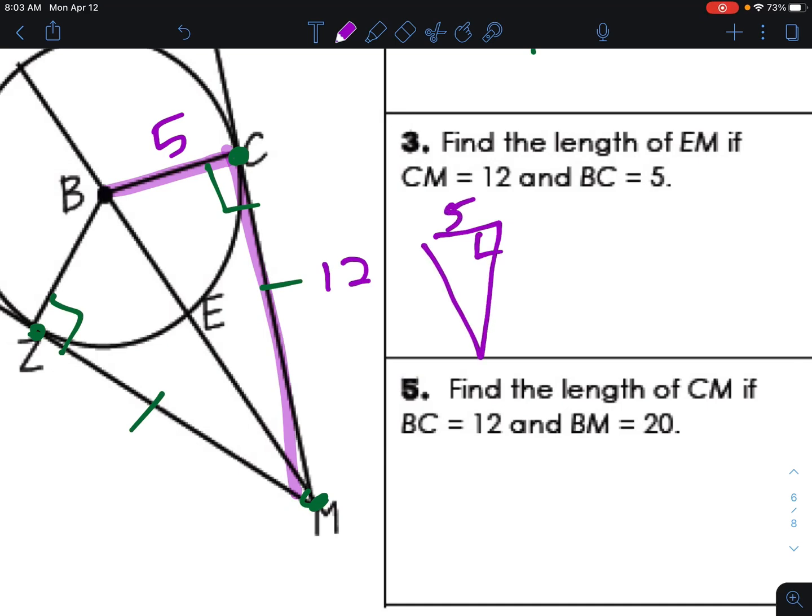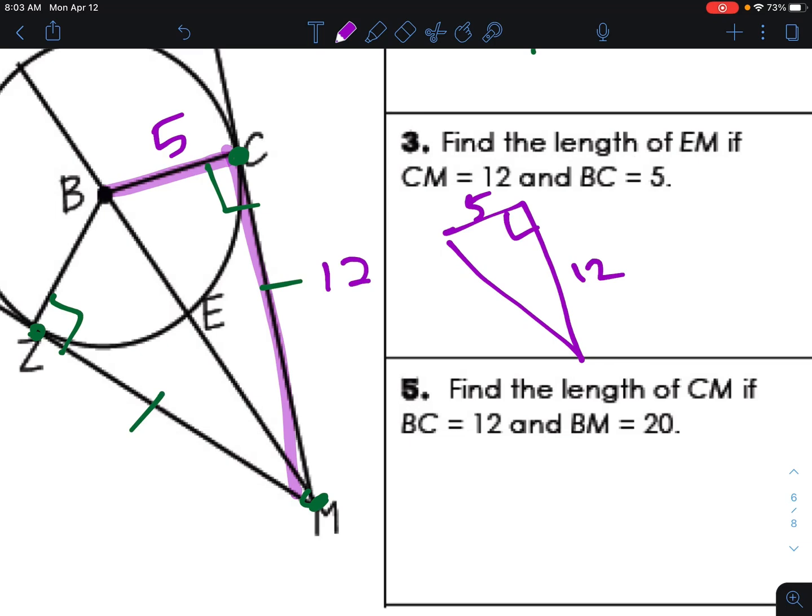Oh, I drew that terribly. All right, but we do have a right triangle. There we go, that's better. The right angle's over there. So this is 5, this is 12. Now what we're going to do is find the hypotenuse. Okay? We're going to find the hypotenuse. This guy here.